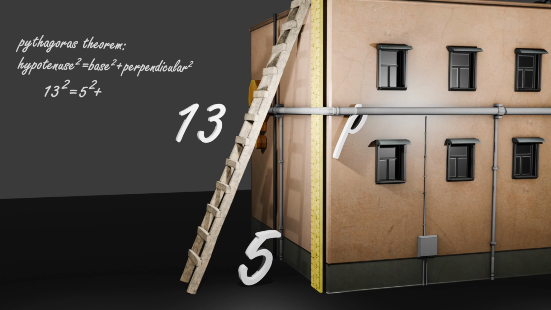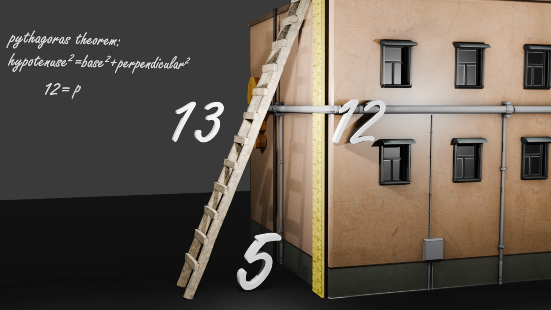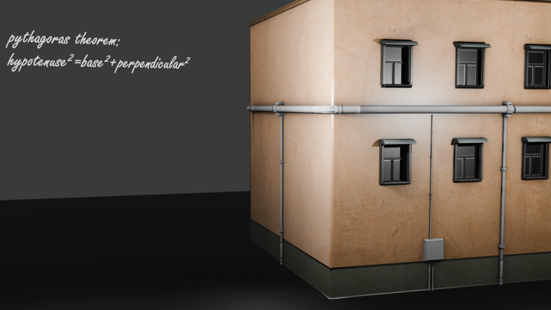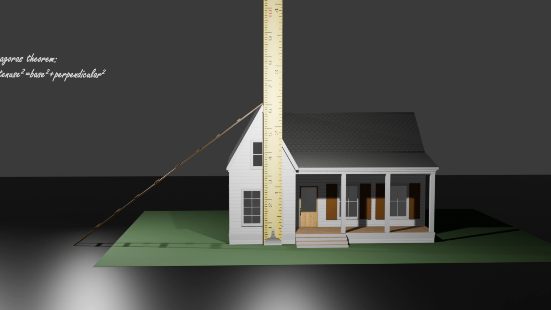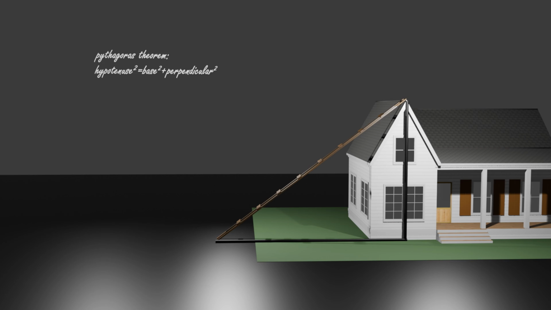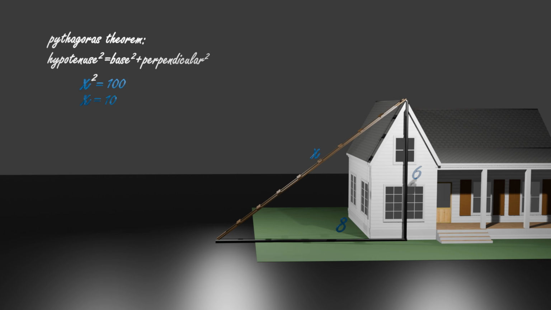Let's see another example. This time we will find the length of a stair. Using the Pythagoras theorem, its length is 10 units. And here by scale it is also 10 units.